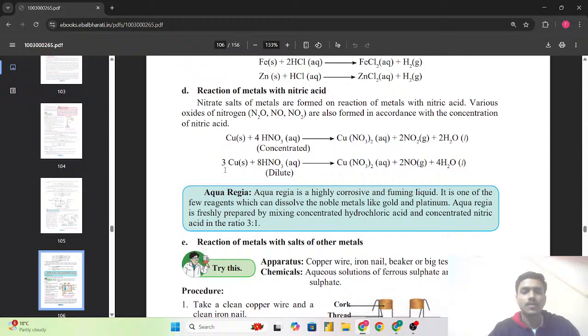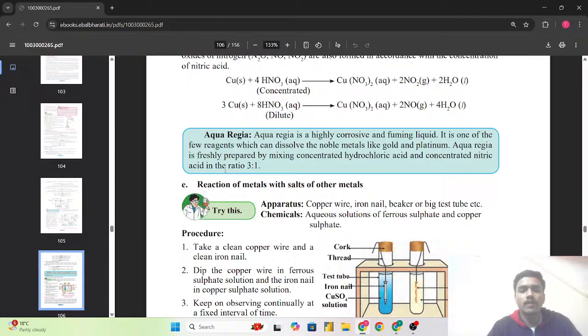Or a similar example. These two types of reactions are surely and mostly asked in the exams. So keep in mind, if copper reacts with concentrated nitric acid, then copper nitrate will be formed, and twice NO2, and water is liberated. If copper reacts with 8HNO3, that is dilute nitric acid, then copper nitrate Cu(NO3)2 will be formed, and NO, and four water molecules will be given out.